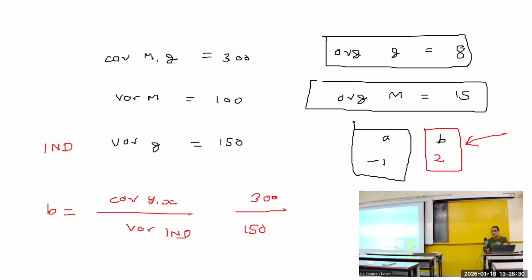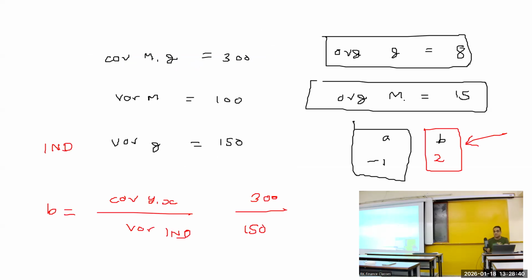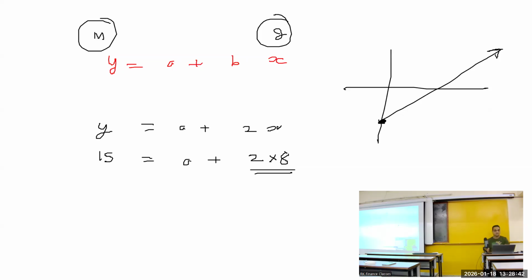So that's how we get the value of A and B. And because A is negative, the line will be starting below, and because B is positive, the line would be upward sloping like this. So I'm happy that you could recall the formulas of A and B. Stop me in case something is not clear. I'm going a little fast.